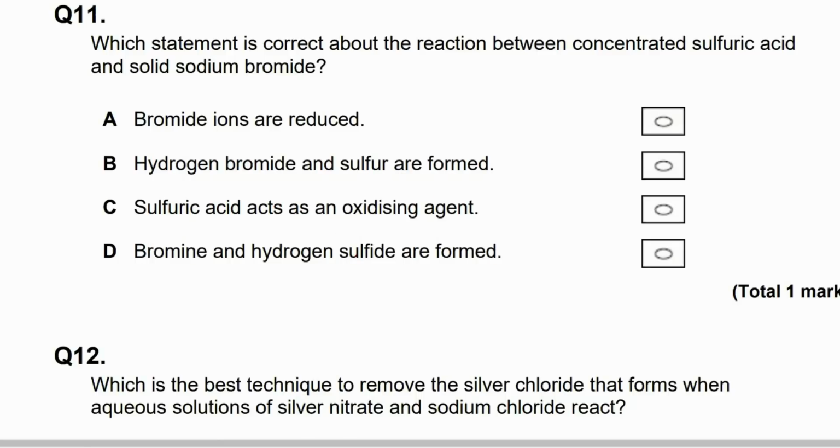Which statement is correct about the reaction between concentrated sulfuric acid and solid sodium bromide? We come back to this one again. So you want your NaBr plus H2SO4. Write the reaction out, and then you can check which one's the correct answer.